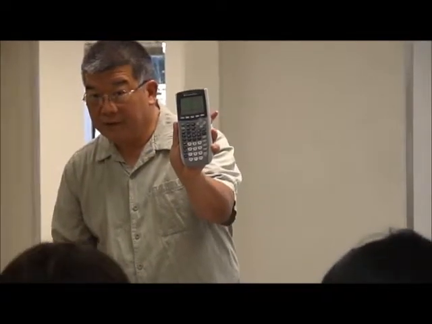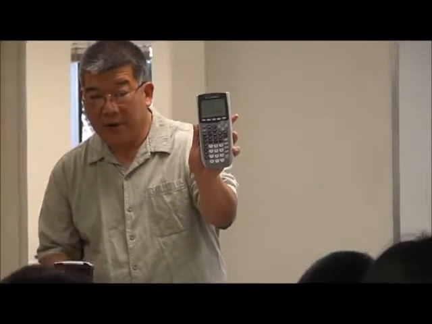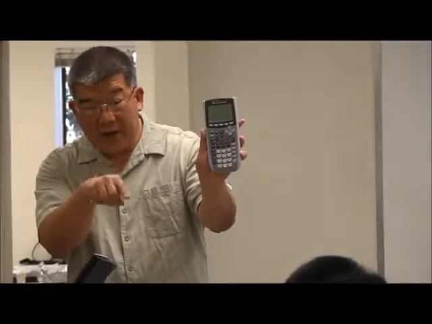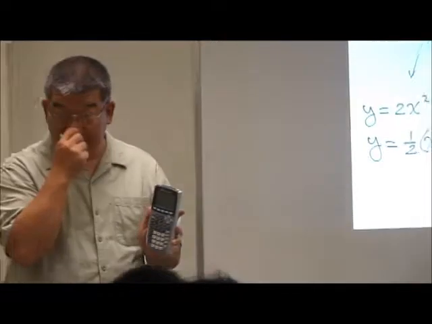It's actually off. Wait, how do you get out of the exponent? How do you get out of the exponent? Hit the right arrow key. Oh, okay. Did it do it?